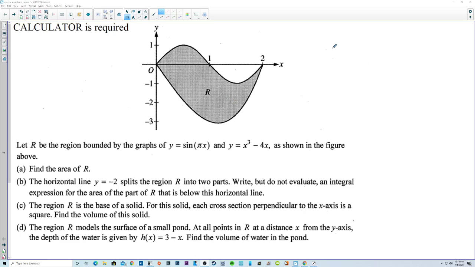This is a little review for the area charts and rates quiz. So we have letter A. Well, let's read it first. Let R be the region bounded by the graphs of y equals sine of pi x. So here's the sine of pi x. It's the top, so that's the top function. And y equals x to the third, that's the bottom function, as shown in the figure above.